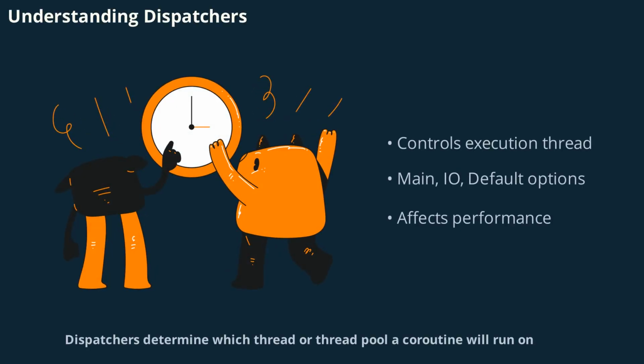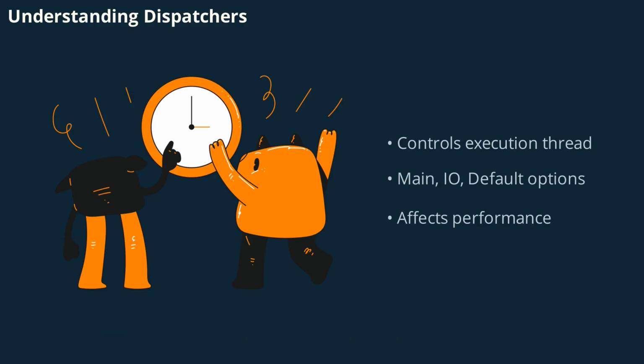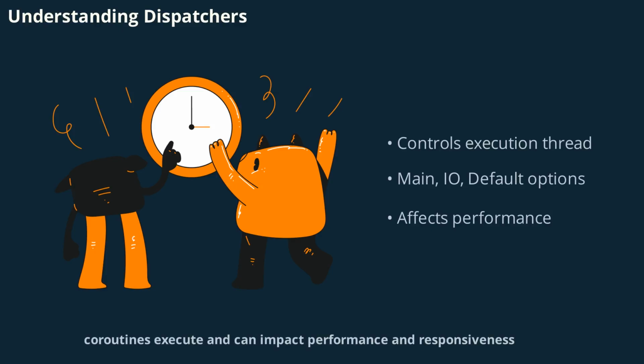Dispatchers determine which thread or thread pool a coroutine will run on. For example, Dispatchers.Main is used for UI operations, Dispatchers.IO is optimized for I/O tasks like network calls, and Dispatchers.Default is for CPU-intensive work. Choosing the right dispatcher affects how your coroutines execute and can impact performance and responsiveness.